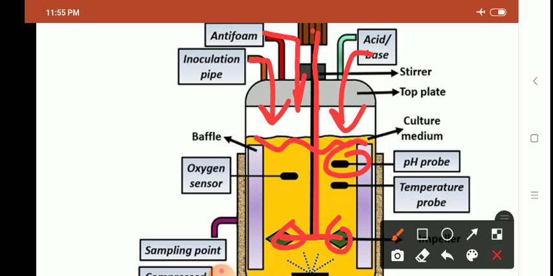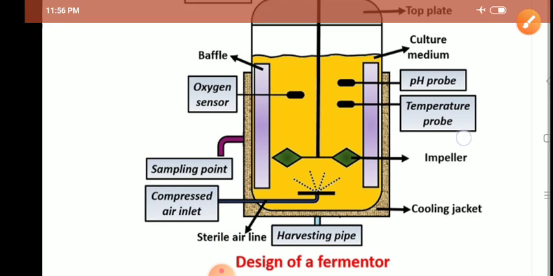Right. When the agitator is mixing the whole content, vortex formation takes place, and the vortex may rise to the top of the tank. To avoid vortex formation, the tank is provided with baffle walls, okay, to break the vortex. There is a sampling point from where intermittently we will take out a small amount of sample and test whether the product has been formed or not. Okay, then there is an oxygen sensor which will also determine the concentration of oxygen.